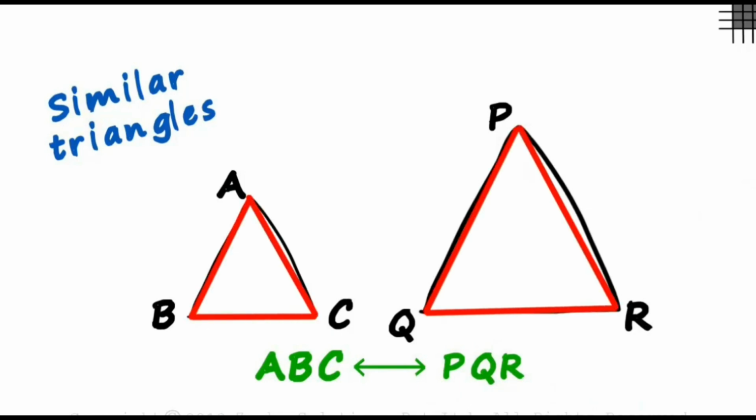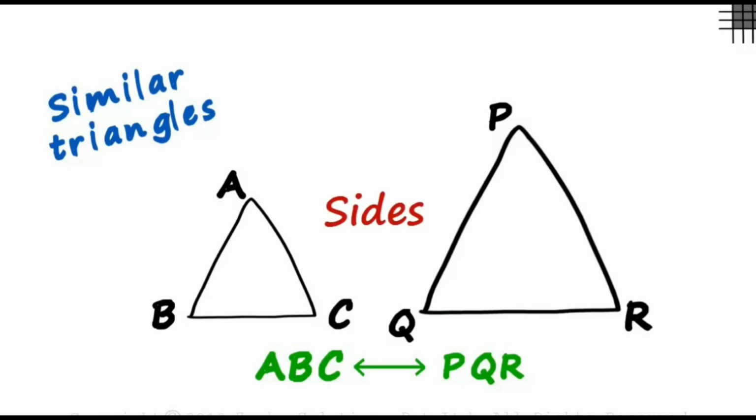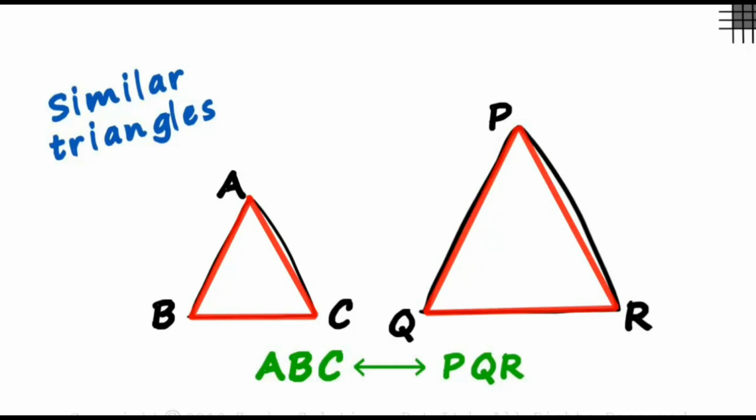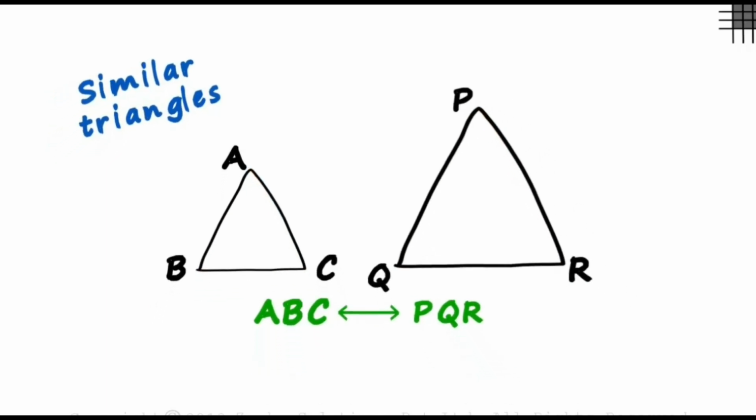But what else do these triangles convey? What do they tell us about the sides and the angles? Well, first let's look at the sides. Similar triangles always have the corresponding sides in proportion. In these two triangles, based on correspondence, side AB corresponds to side PQ. Similarly, side BC corresponds to side QR and side AC corresponds to side PR.